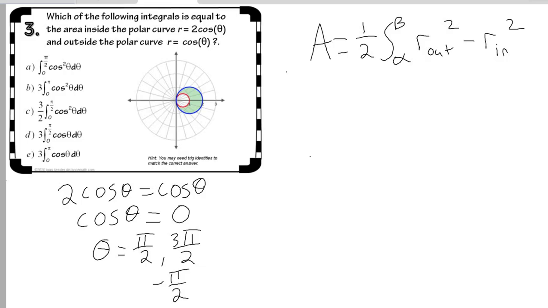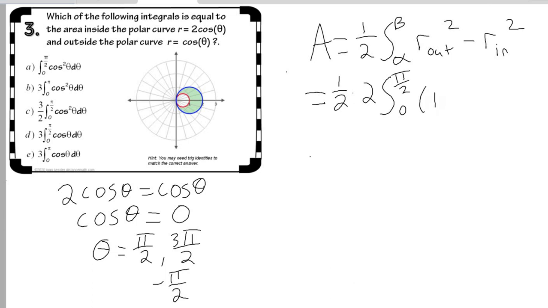But because we don't like negatives, and also notice that this is symmetric, okay? Instead of going from negative pi over 2 to pi over 2, we can go from 0 to pi over 2 and just double it. Again, we don't always have to use the symmetry, but it just makes our lives easier if we go ahead and use the symmetry. Okay? So then we just have to look at our inner and our outer, which our inner is going to be our red circle and our outer is our blue circle.